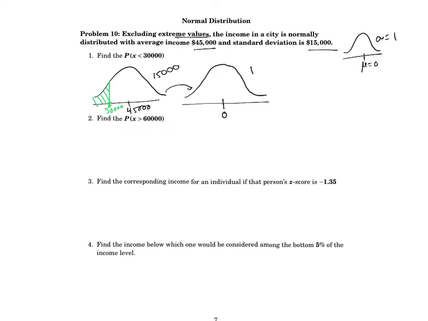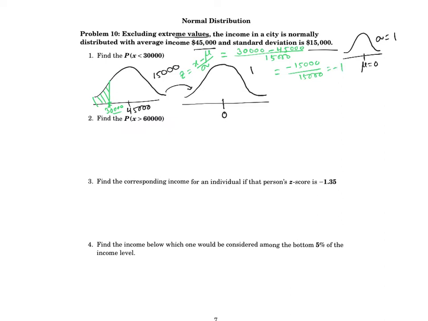How do I go between these two? We use the z-scores formula, right? Z is equal to x minus mu over sigma. X is the point of interest, right? So 30,000 minus mu, which is 45,000, divided by sigma, which is 15,000. So that gives you what? 30 minus 45 is negative 15,000, divided by 15,000, is equal to negative 1.